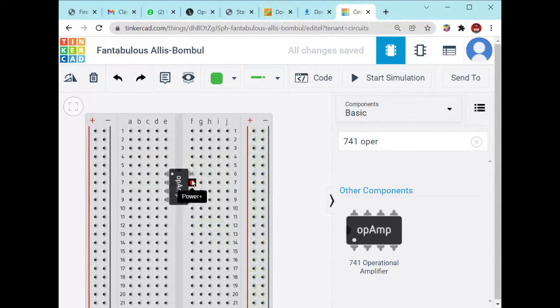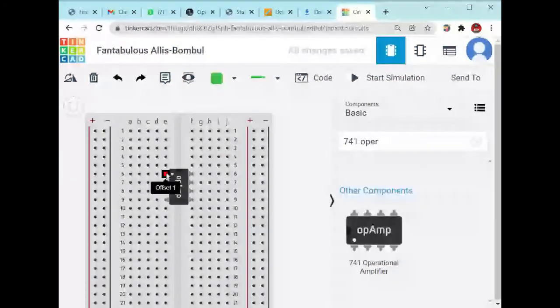And this output should be connected to the CRO to find out the waveform. This last pin is not connected, and how will you find which one is the first pin? You will see this dot represented on this operational amplifier. That means on the left hand side this is the first pin, second, third, fourth, so total 8 pins are there. How will you count? You will count in U shape. It will start from here and end up at this particular point. So first, second, third, fourth, fifth, sixth, seventh, eighth.